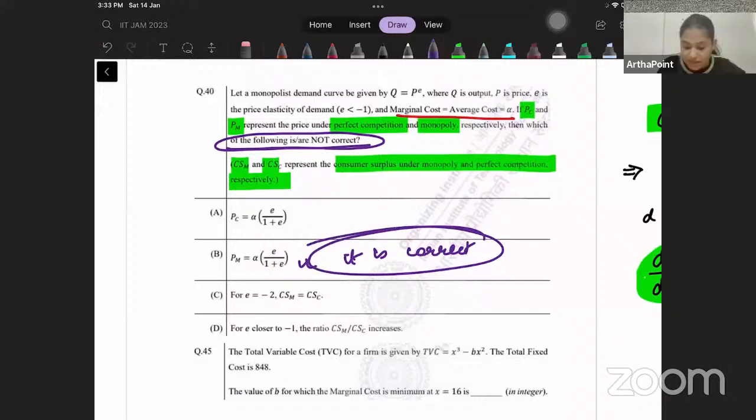Please be very, very particular about this. Many students will make this mistake. The moment you see that your answer is matching, you will simply mark it. That's incorrect, because they're asking which statements are not correct.